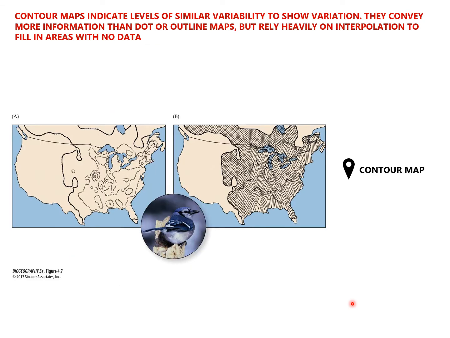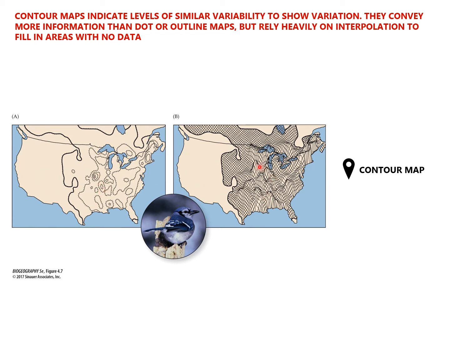The other type of map is a contour map. Contour maps are used to indicate similar levels of variability to show variation. Usually what we mean here is density, the density of individuals. So it might be showing a clump here, really high density in these inner circles, and then as you move away from them, you're getting lower levels of density.